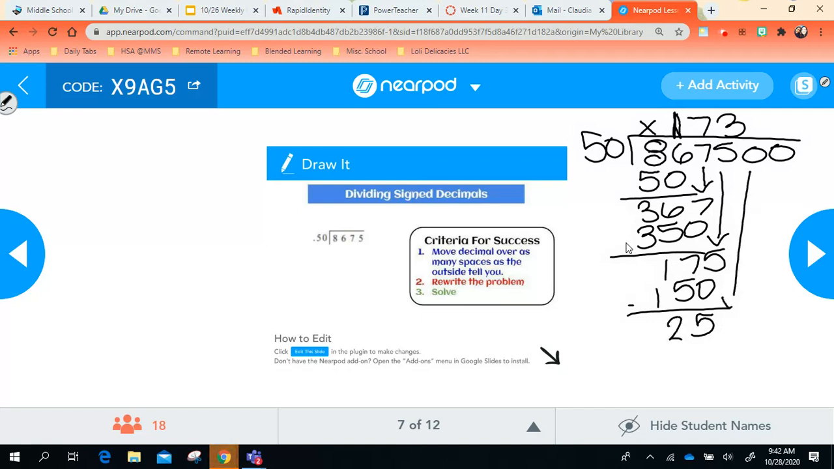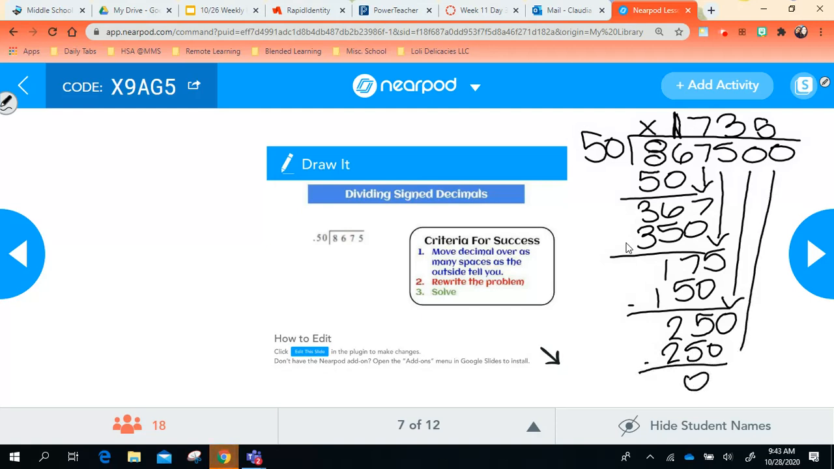I bring down my 0. 50 goes into 250. I like to count by 50 like I count by 5: 50, 100, 150, 200, 250. 5 times 50 is 250.